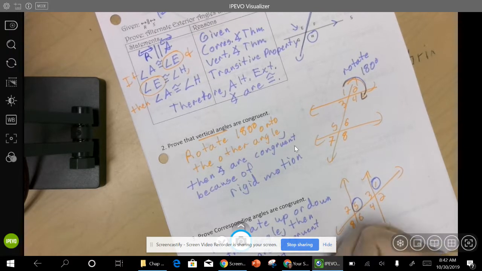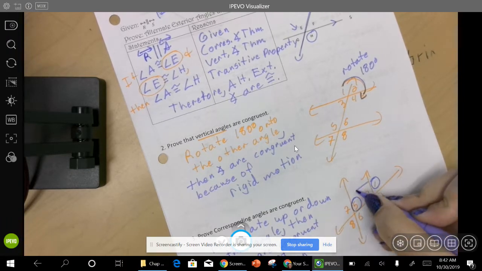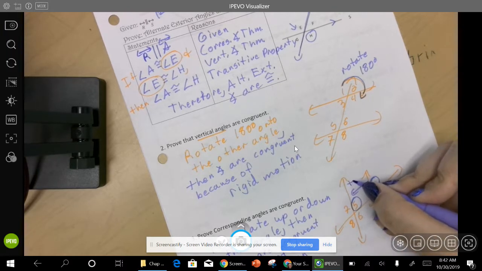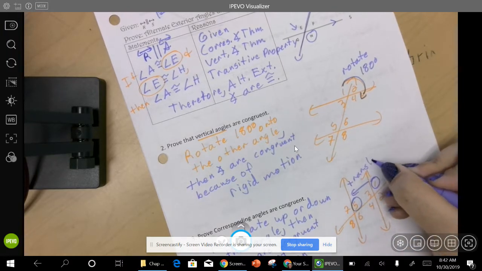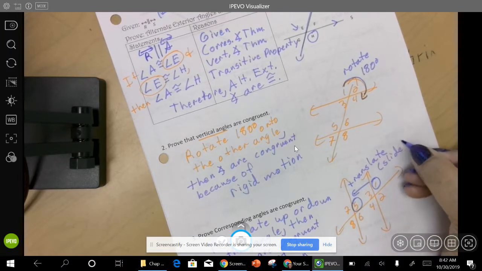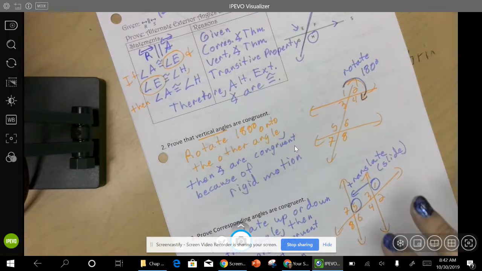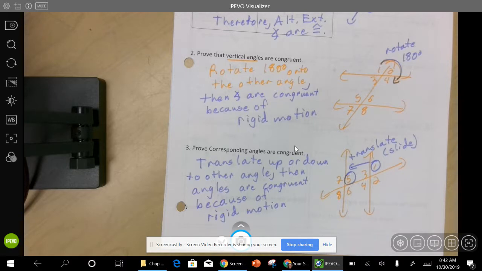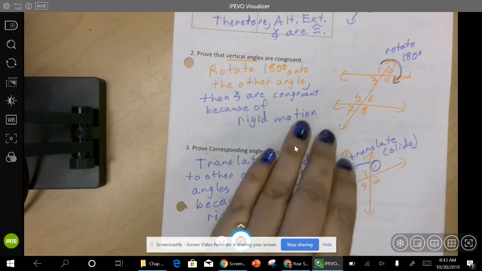So translate, everybody remember, means to slide. So we're going to slide it down. We're going to do the electric slide. So translate up or down to the other angle. Then the angles are congruent because of rigid motion. So we translate it down.